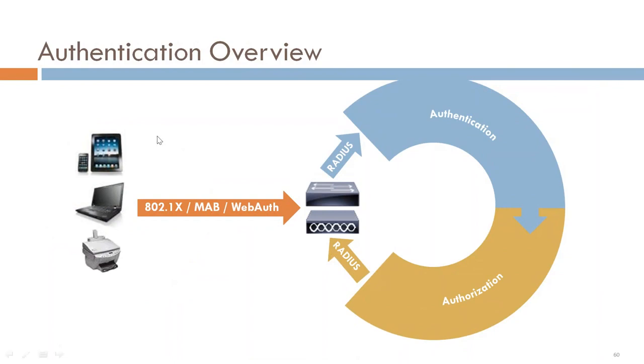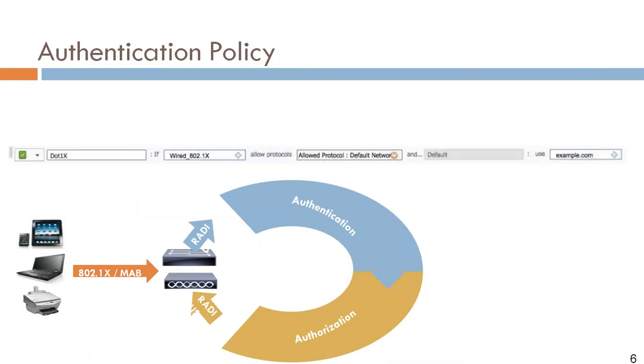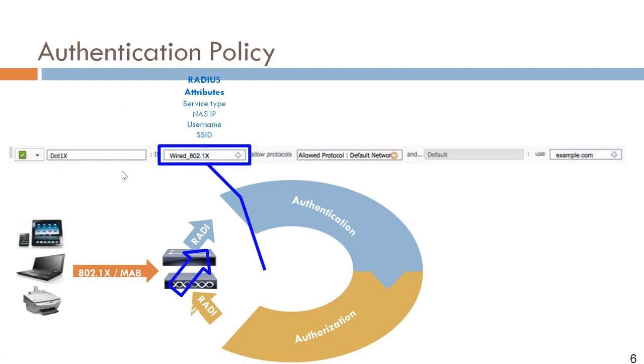Now, while we are talking about authentication, here you can see whatever users we have for authentication, either it's 802.1X, MAB authentication, or web auth. In all the cases, while you're writing the ISE rule for authentication, you will give the name, for example the name is dot1x, then you have to define the RADIUS attribute, meaning service type, NAS IP, that will be your switch IP, username, SSID.